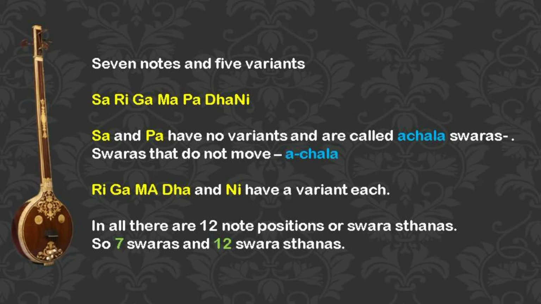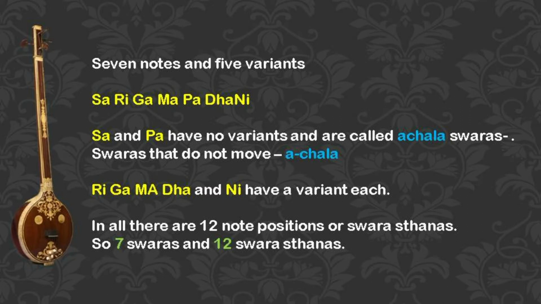So anybody at all with basic training in music will know that though we speak of 7 notes, 7 swaras, there are 5 other notes which are spoken of as a variant of 5 of these 7 notes. So we say Sa Ri Ga Ma Pa Dha Ni, of these Sa and Pa have no variants, and therefore they are called Achala swaras. They don't move, Achala swaras. Whereas Ri Ga Ma Dha Ni, each has one variant, and this variant swara is called Vikrita swara. So we have 7 swaras and 5 variant swaras, taking the total to 12, what is called Swarasthana.